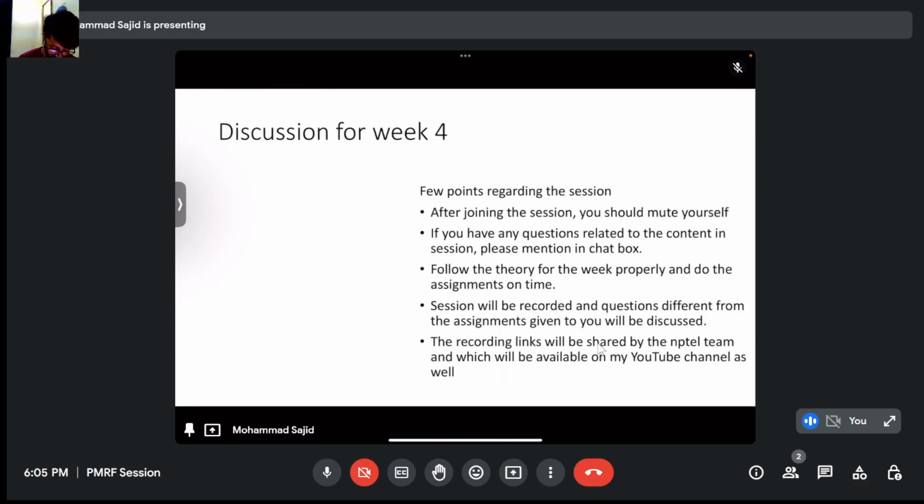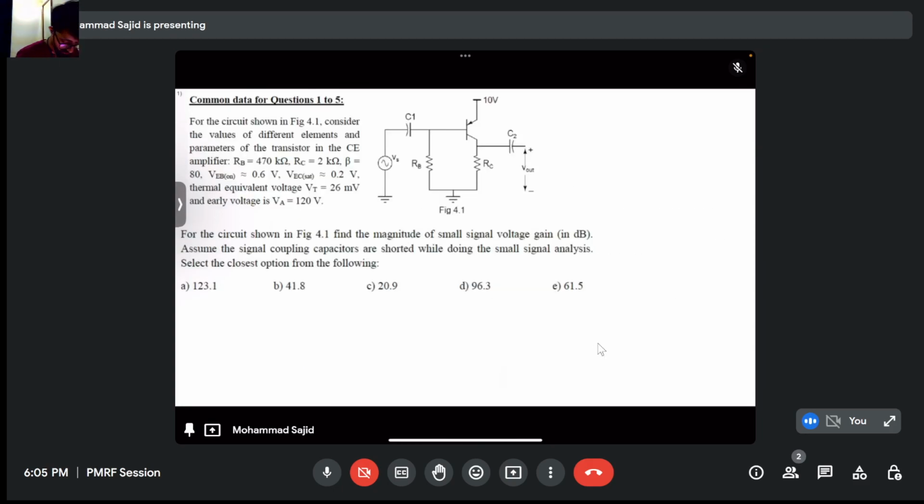Okay, so let's just go to the first question. The question is on calculation of small signal voltage gain. We have all the details given to us for this particular BJT.